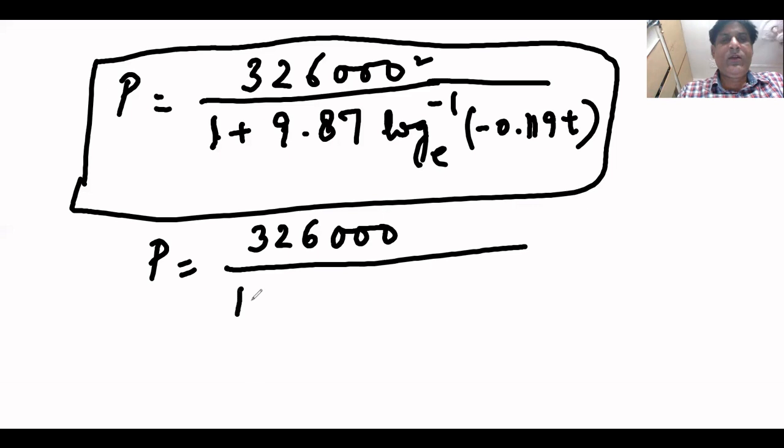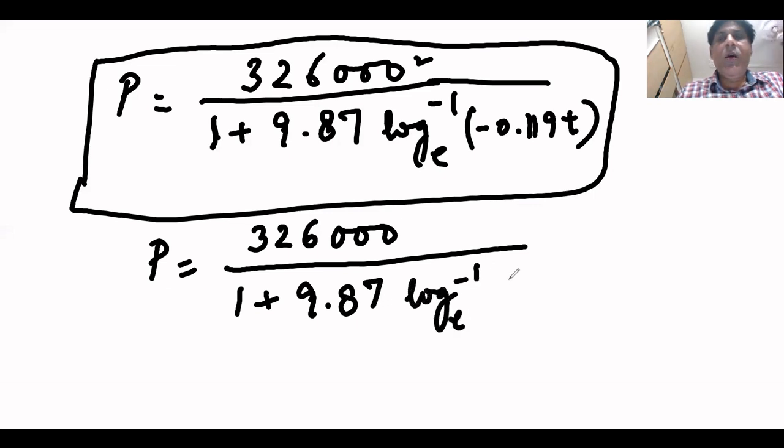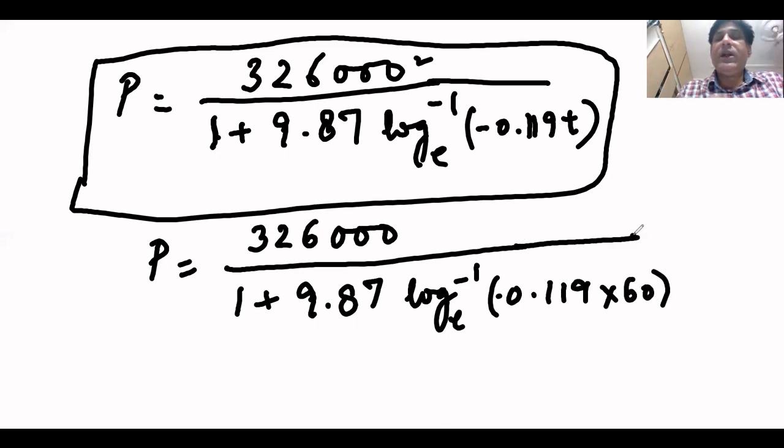divided by 1 plus 9.87 e to the power of minus 0.119 times T. You would put T as 60 here because you are being asked to find the population after the next 20 years, that is 60 years from the starting. So you solve it mathematically, and the population comes out to 3,23,000.